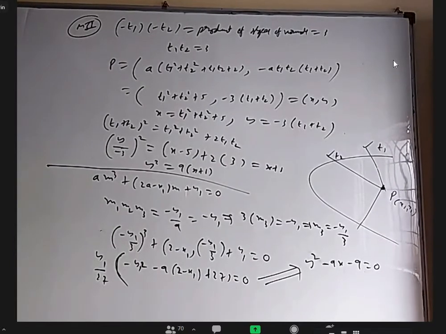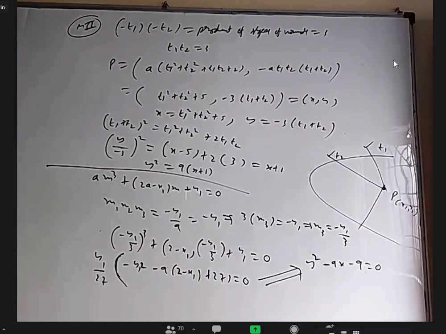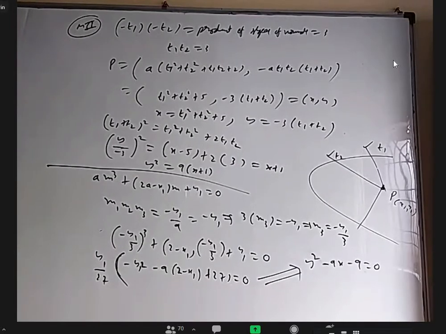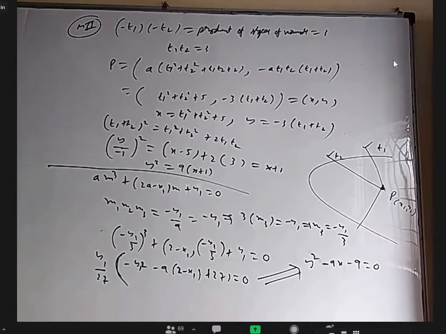Now I want to find a relation between T1, x, y without T1, T2. How to eliminate? In x, we have T1 square plus T2 square, and in y, we have T1 plus T2. You have to find a connection between them.